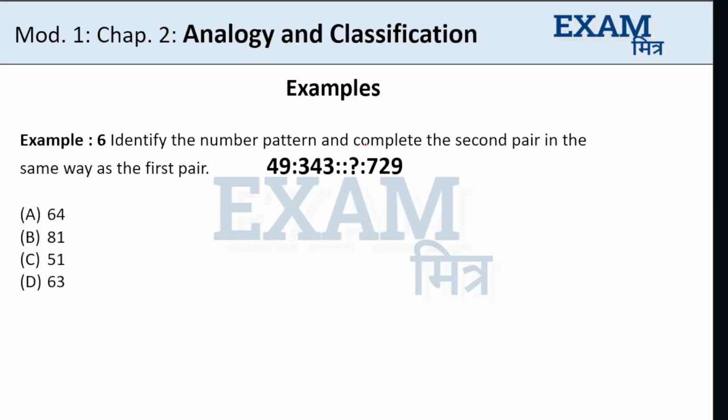Let's understand this. The same way, we need to find the relationship between these two pair and apply the relationship on this pair. It is very easy to see that 49 is 7 square and 343 is 7 cube. Similarly, we just need to know that this 729 is cube of which number? Clearly, 729 is cube of 9. That means this must be 9 square. What is 9 square? It is 81. So our answer is 81.